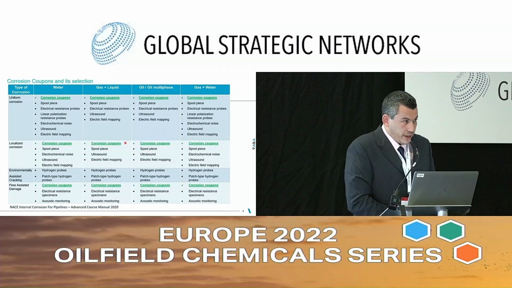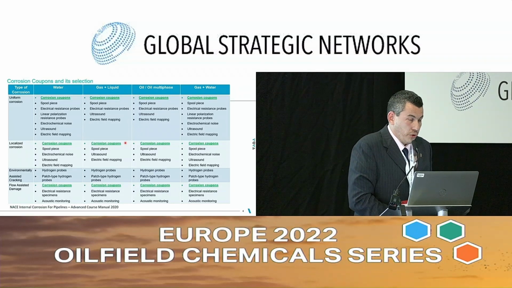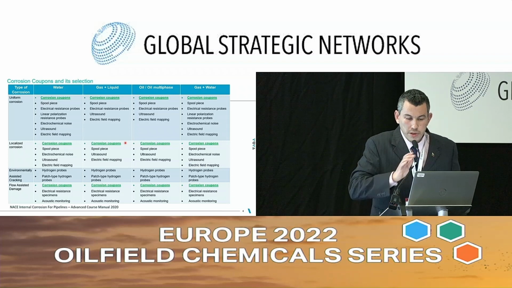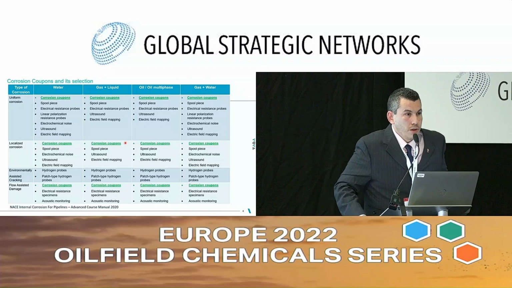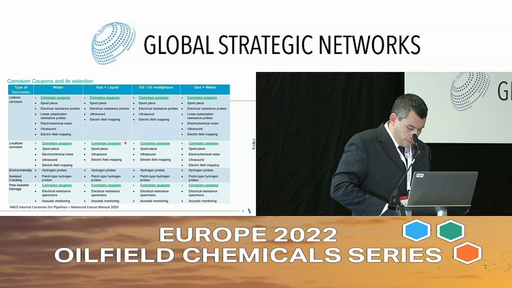Another advantage is that we can monitor the efficiency of our chemical injection program. If we're using corrosion inhibitor, scale inhibitor, or biocides, you can use corrosion coupons to monitor their efficiency.